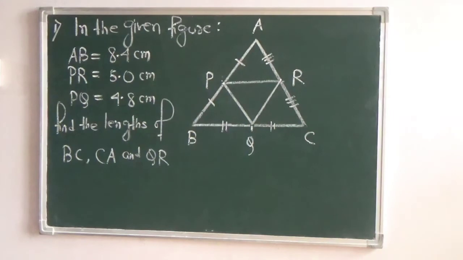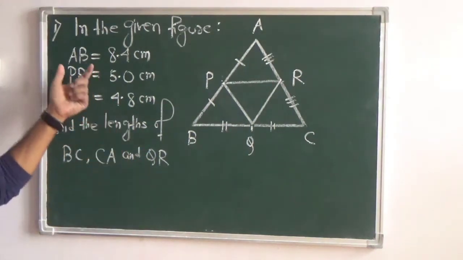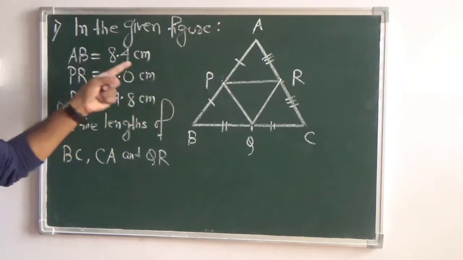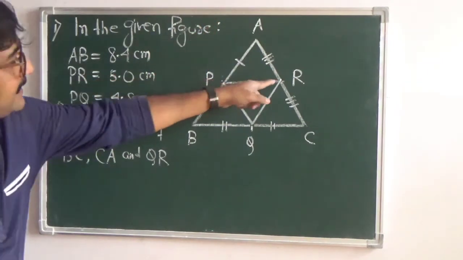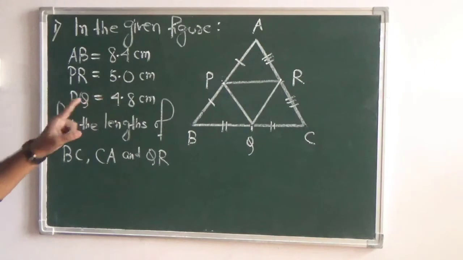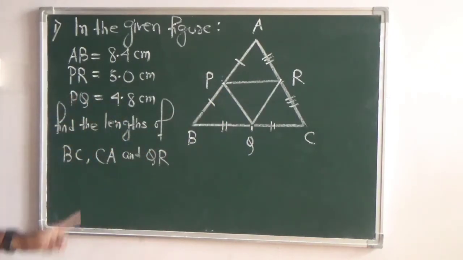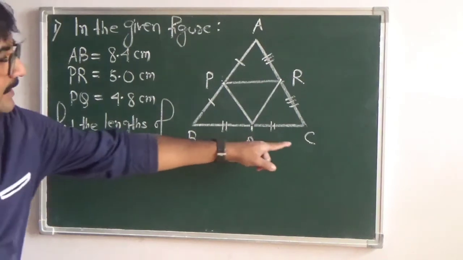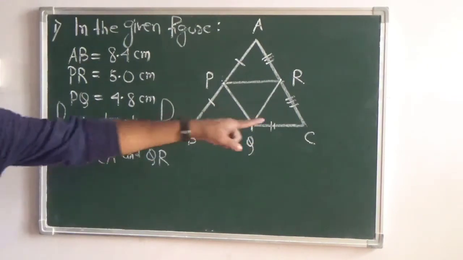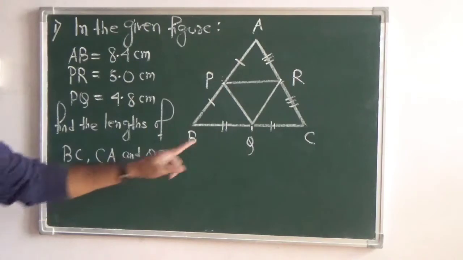So we have to apply the midpoint theorem here and need to find the following information. We are given the length AB, this side is 8.4. PR is given to be 5 centimeters and PQ, this segment, is given as 4.8 centimeters. You have to find the lengths of the sides BC, CA, and QR.